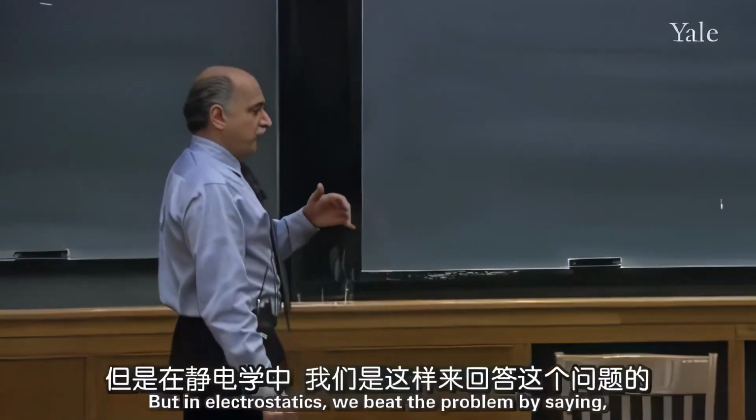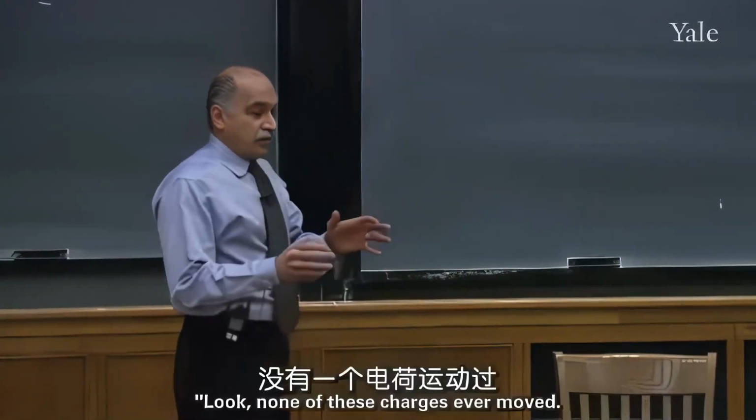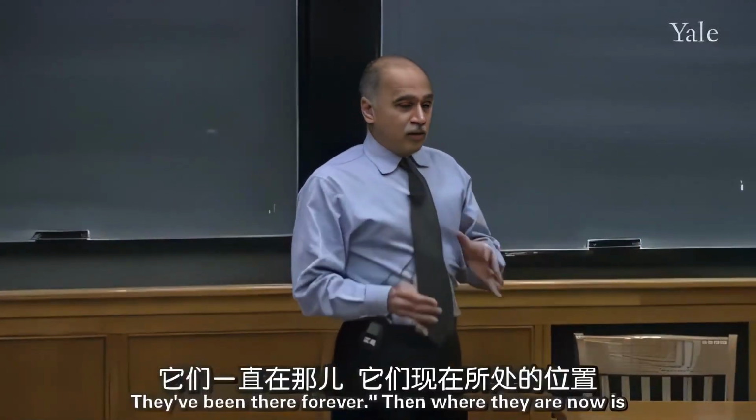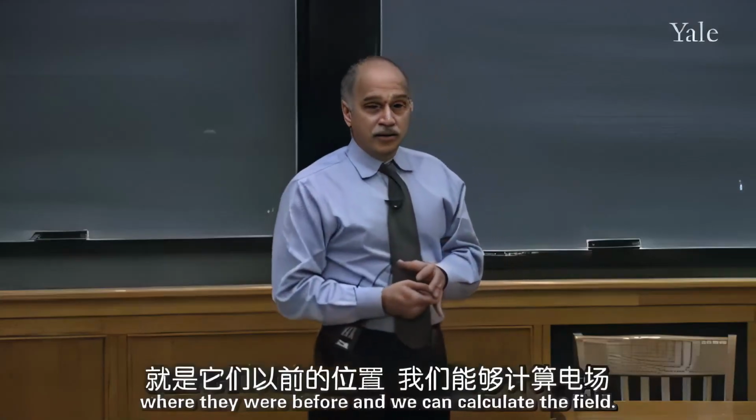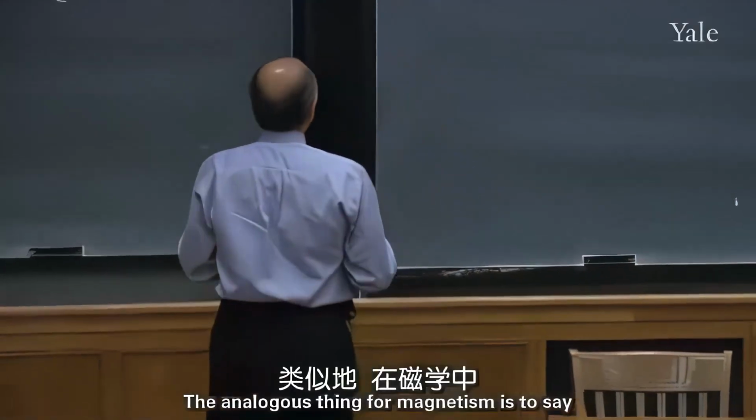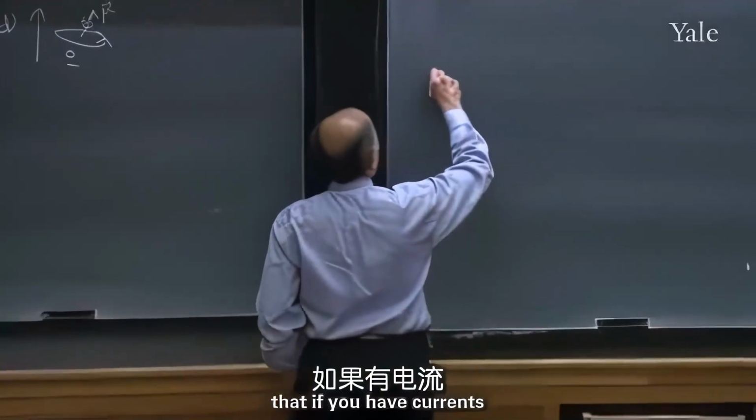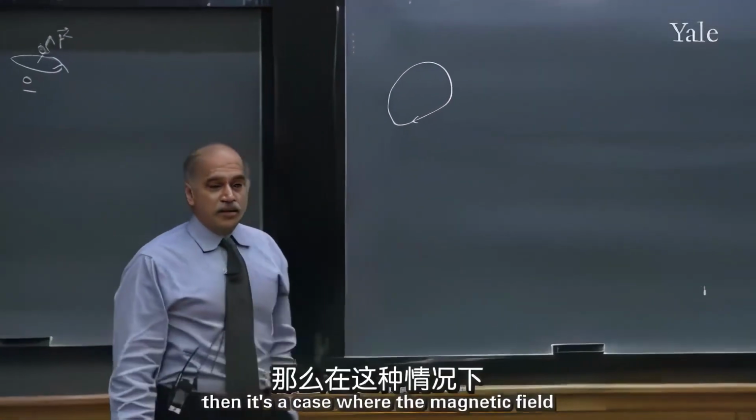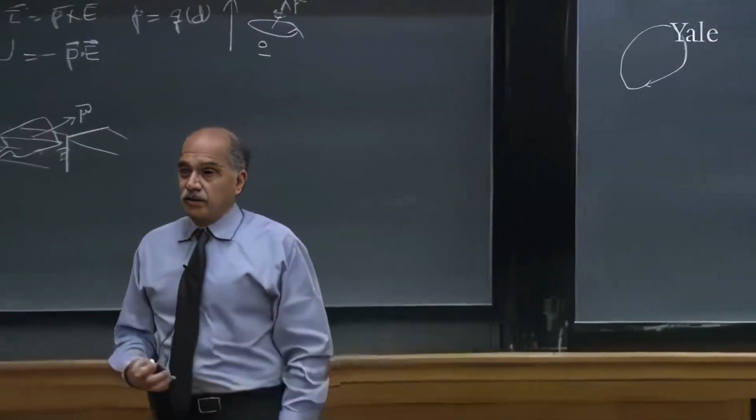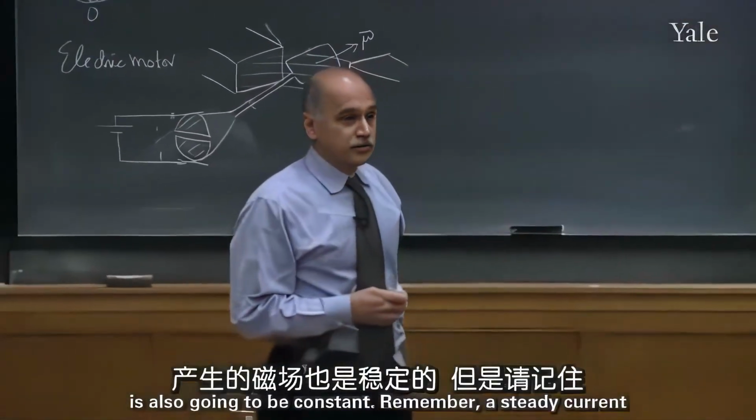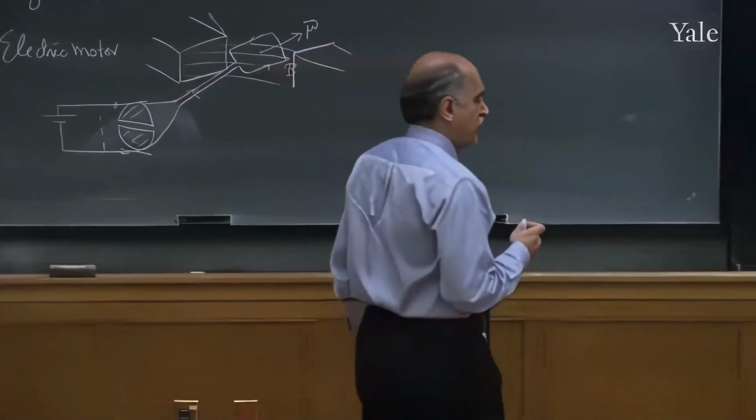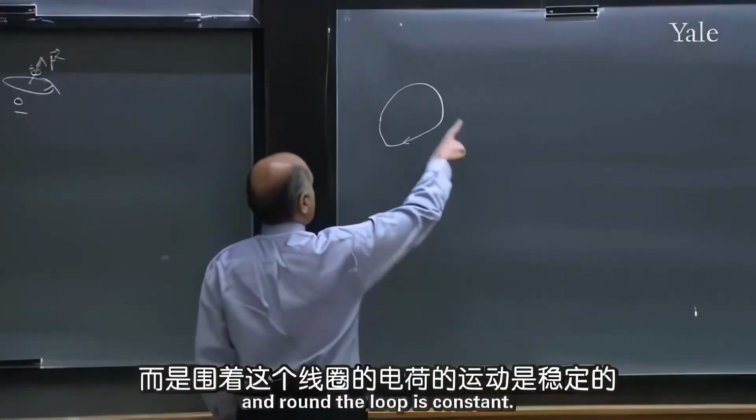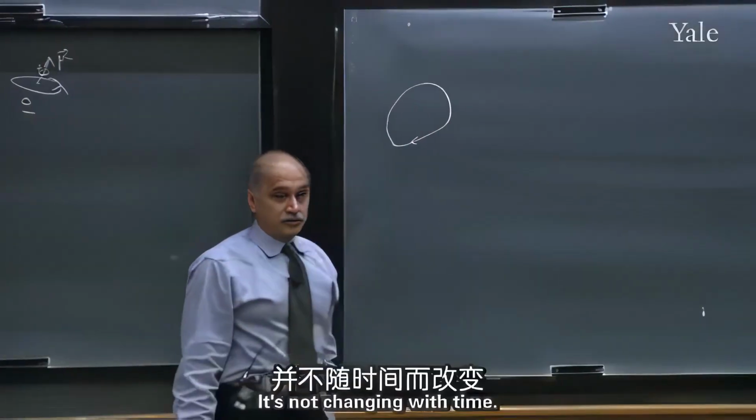But in electrostatics, we beat the problem by saying, look, none of these charges ever moved. They've been there forever. Then where they are now is where they were before, and we can calculate the field. The analogous thing for magnetism is to say that if you have currents, and the currents are steady, then the magnetic field is also going to be constant. Remember, a steady current doesn't mean there is no motion. It means the motion of these charges round and round the loop is constant. It's not changing with time.